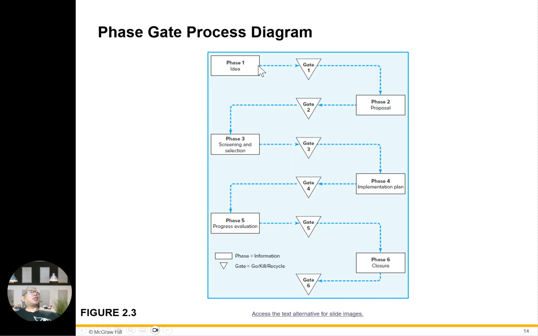This is the phase gate program system. The phase gate program process diagram. Phase one, gate one here. Phase two, proposal, gate two. Phase three, which is screening, gate three. Phase four, which is implementation, gate four, process evaluation. Gate five, all the way to phase six, closure, and gate six. So phases are in the square at the bottom. Gate is in the go, kill, recycle, which is the triangle side. So I'll give you an idea how it operates.